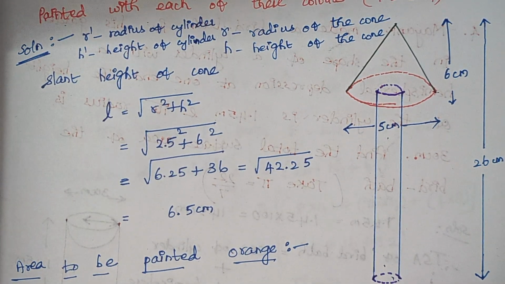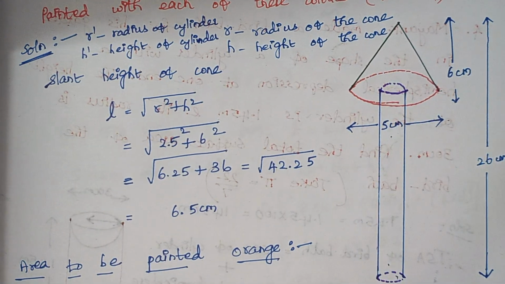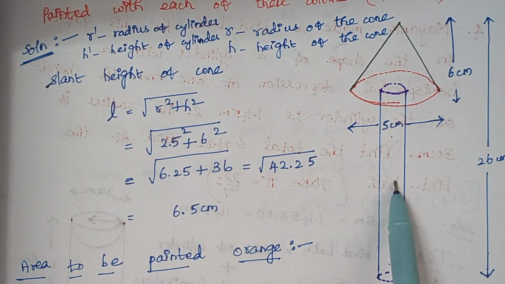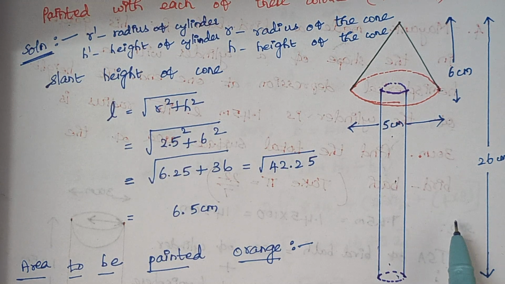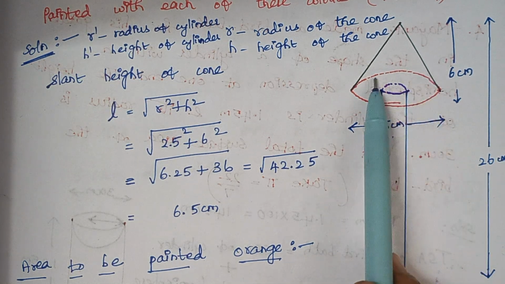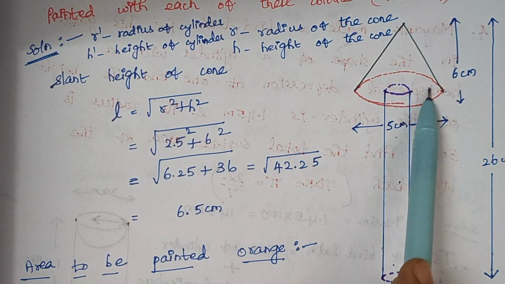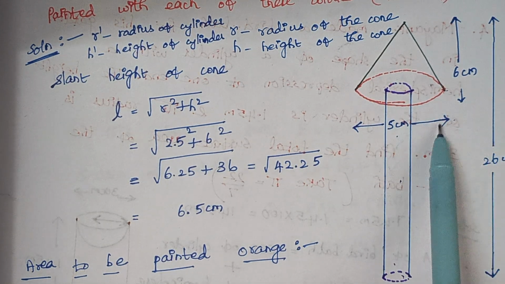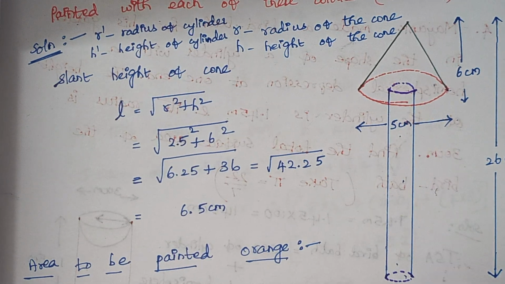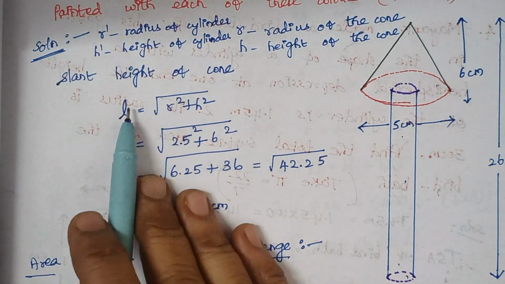So here again we have to find the areas that need to be painted. Assume this is just like a table lamp. Here we have a conical part, so first we will finish off with the conical part. For the cone, what is the formula for the curved surface area? It is nothing but pi r L, where L is the slant height. As a first step, we start by finding the slant height of the cone.